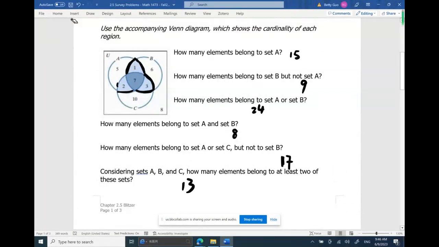So you should see the pattern. You should see the process of answering this type of questions. In order to figure out how many elements belong to a certain set in a Venn diagram, find the region that represents the set first, and then calculate the sum of the cardinalities in those regions.